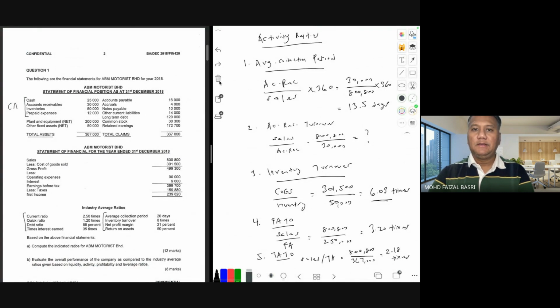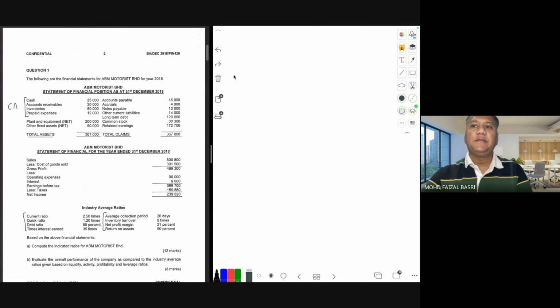So I clear this page. So we have profitability ratios here. We have 6. Number 1 earlier was gross profit margin.